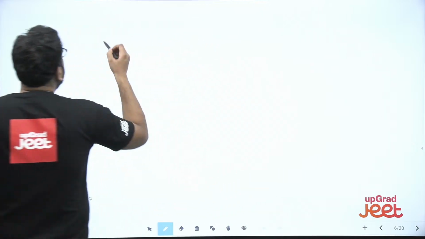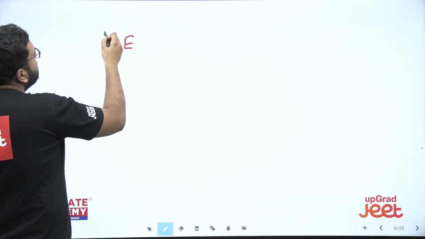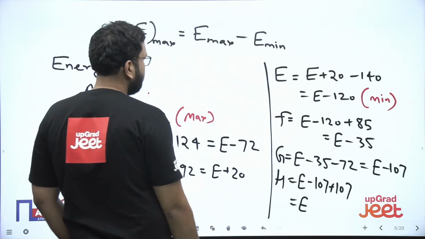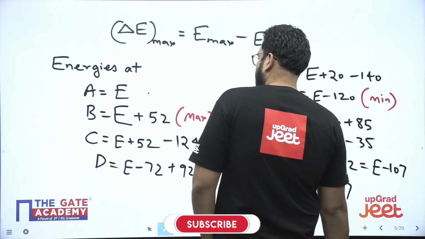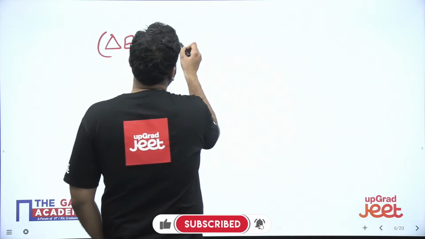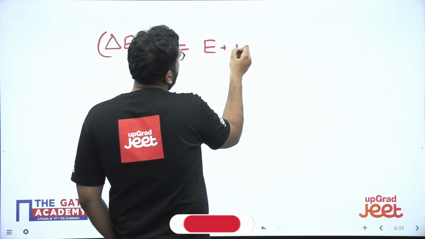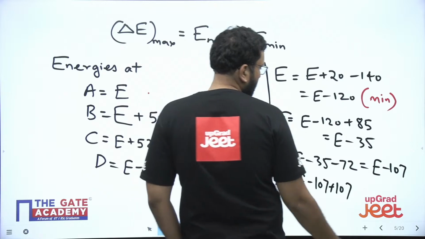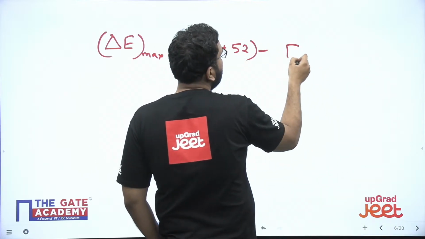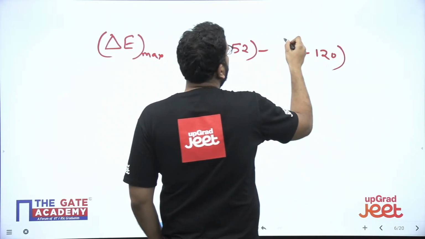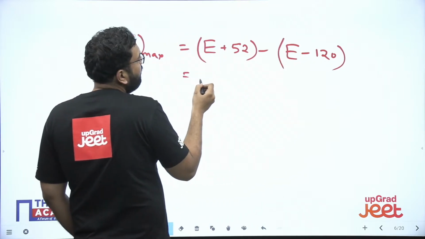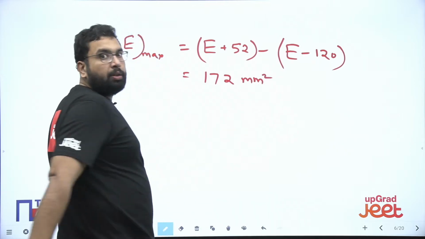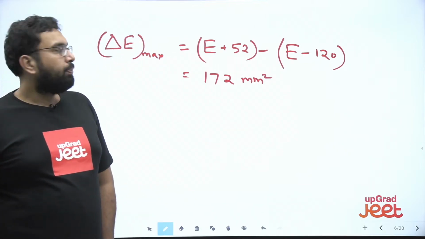So the delta E max will be E max, which is E plus 52, minus E minus 120. So it is going to be 172 mm square. Is it fine, beta? Please answer me.